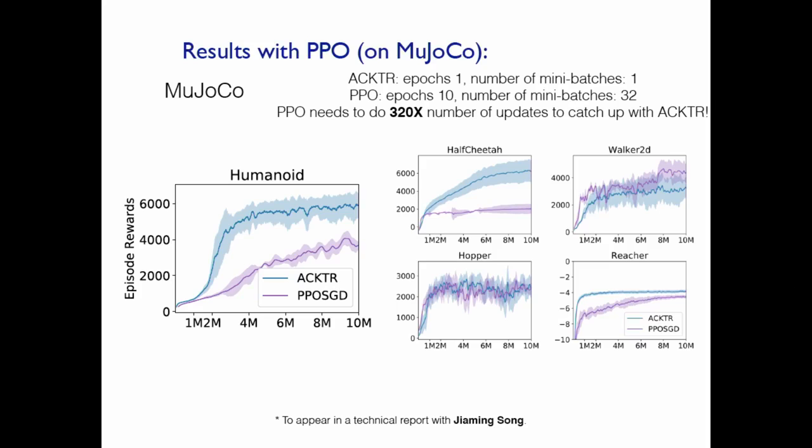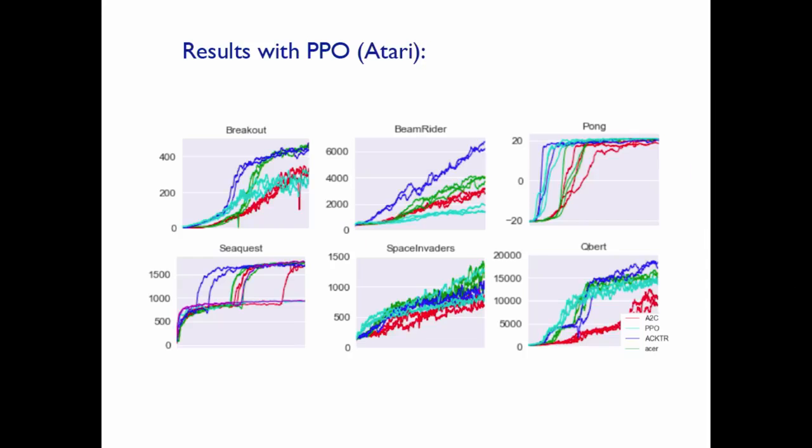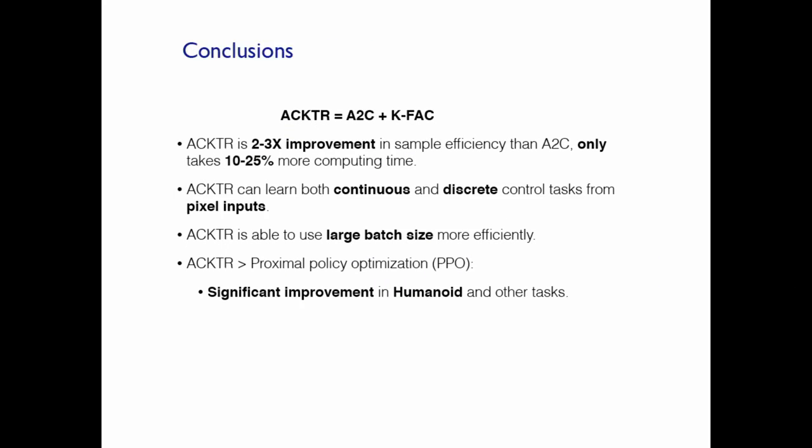Actor is much better than PPO. And we also compared with PPO and other state-of-the-art reinforcement learning methods on Atari. The curve showing blue is the actor, and it is a lot better than the other algorithms. Okay, so here are some conclusions.